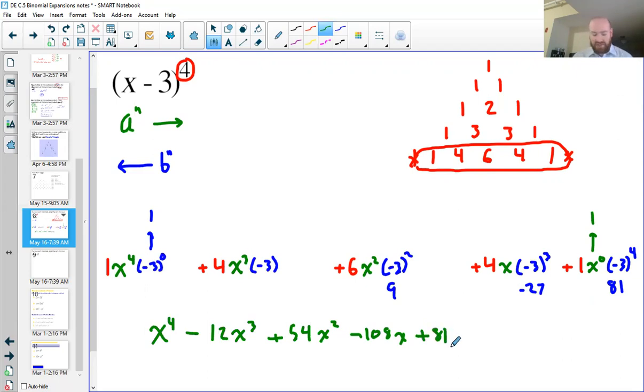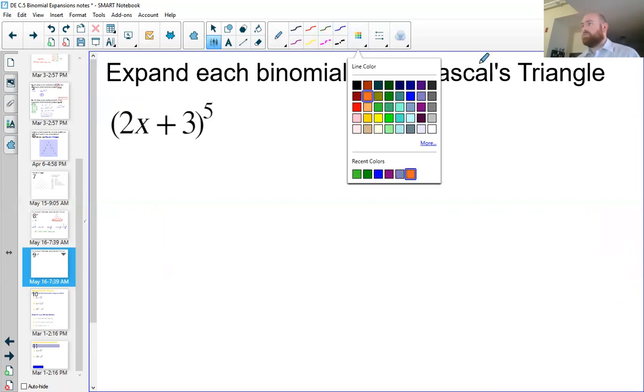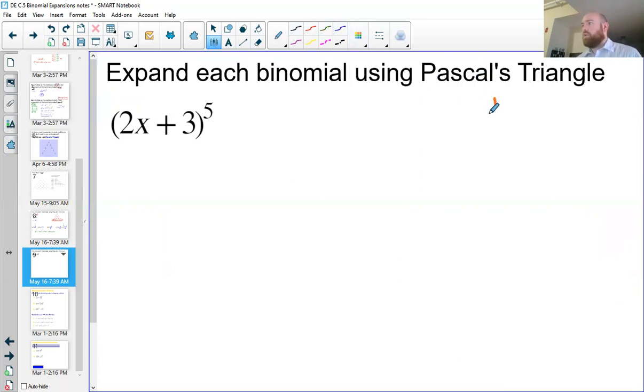So this was much faster than using the binomial theorem, but we got to the same result that we would have if we had used it, by using Pascal's triangle to help speed up the process. So let's do one more example. This time we have 2x plus 3, and we want to go to the 5th power. So starting with, let's do orange. We have 1, 1, 1, 1, 2, 1, 1, 3, 3, 1.